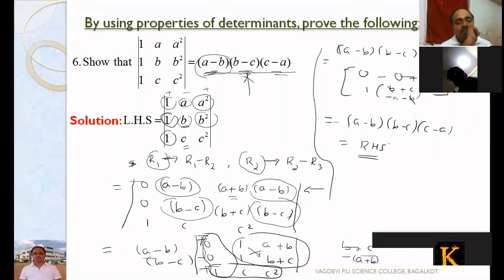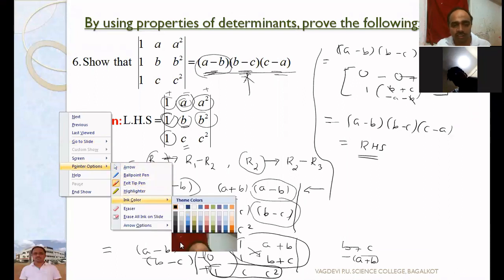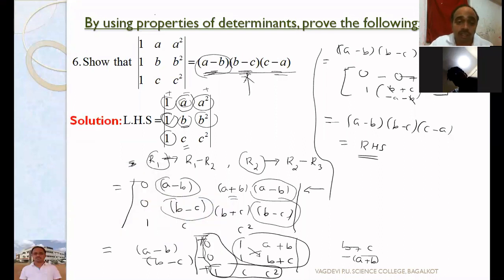Where is A? Observe the determinant. A is present in the first row. Where is B? B is present in the second row. So when A is present in the first row and B is present in the second row, how to get A minus B? You have to subtract this minus this. So R1 minus R2. That is the first step.